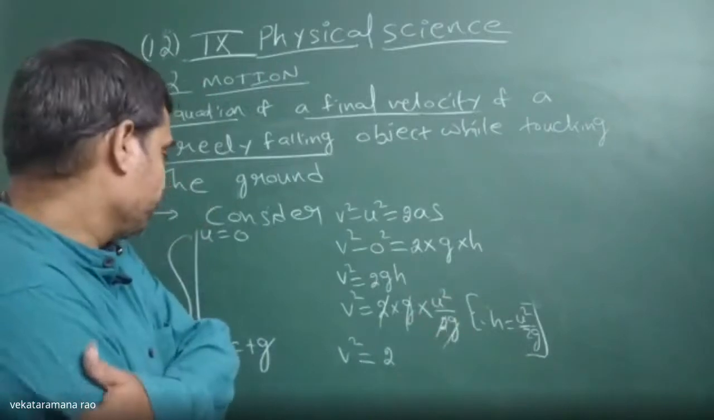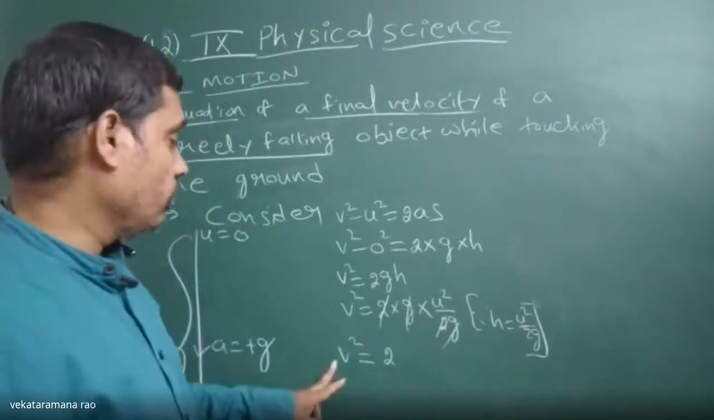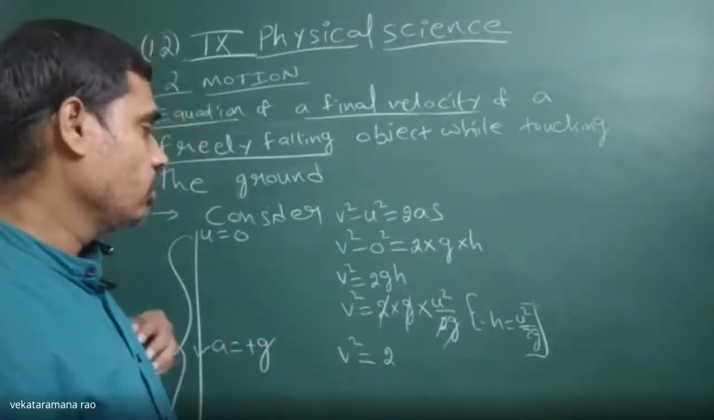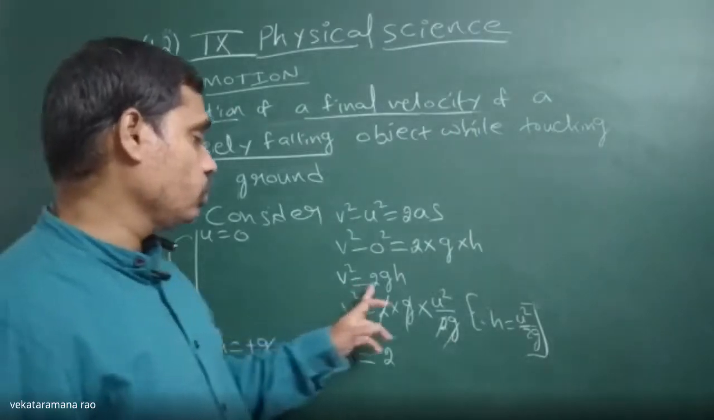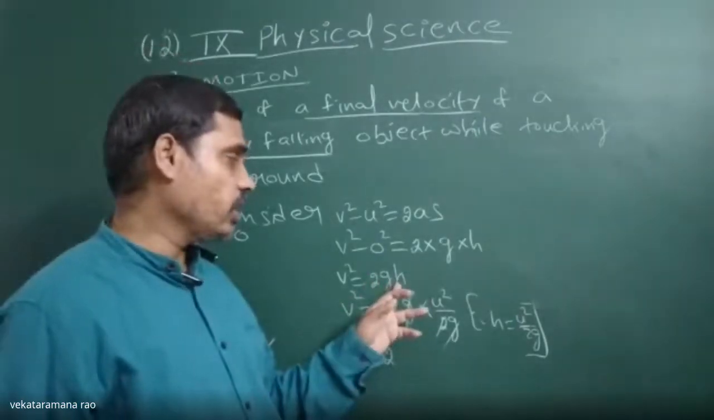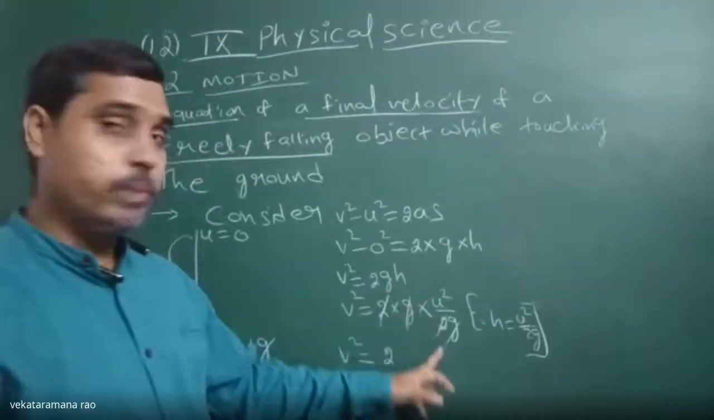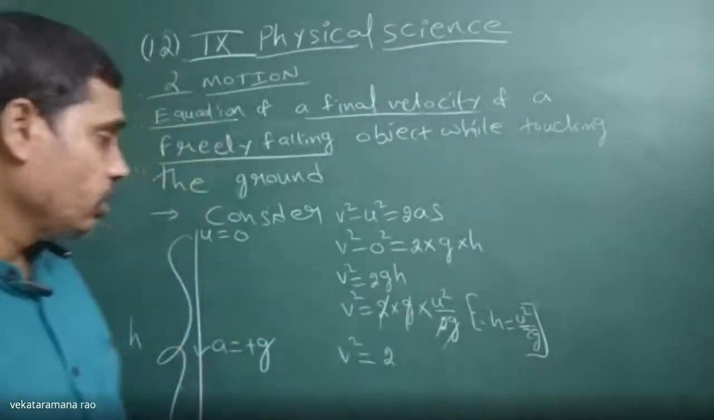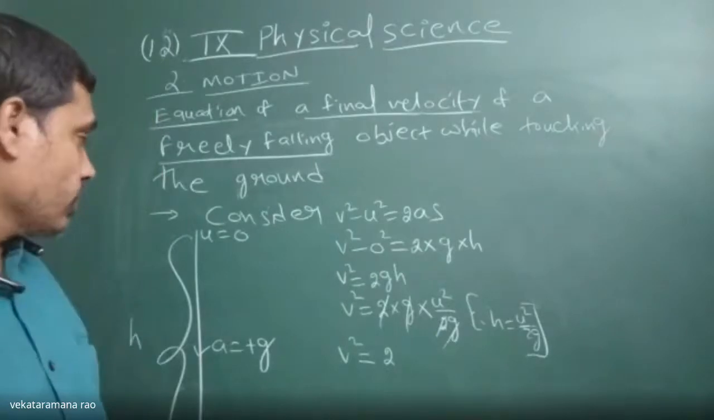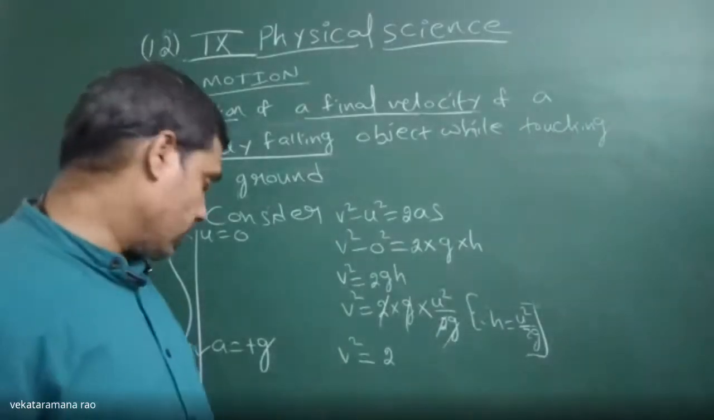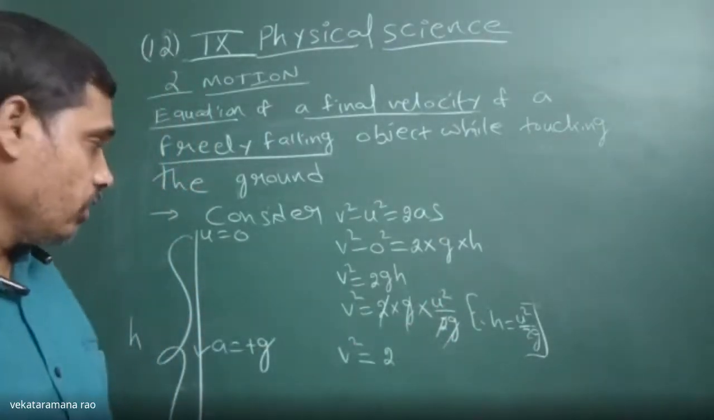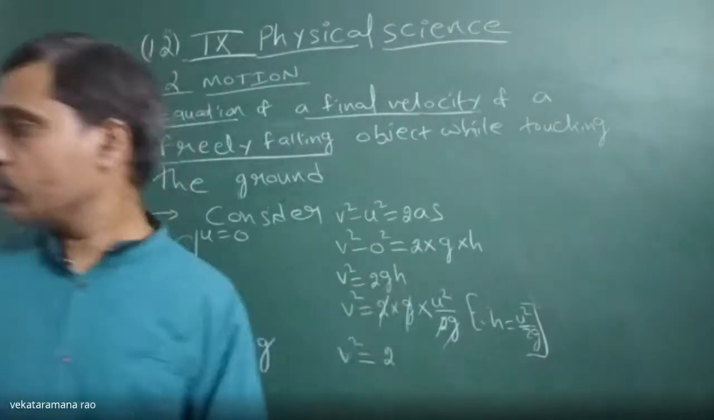Now, what did you get here? We want the formula for v. v equals under root. Here v square = 2gh, and h = u square by 2g. Substituting u square by 2g in place of h, the 2 will be cancelled. And what are we getting here? v square is equal to only u square. So v square equals u square directly. No need to substitute the formula for this one.